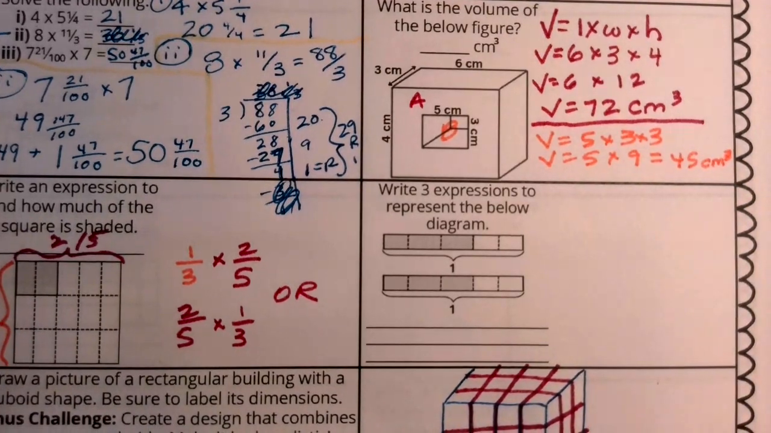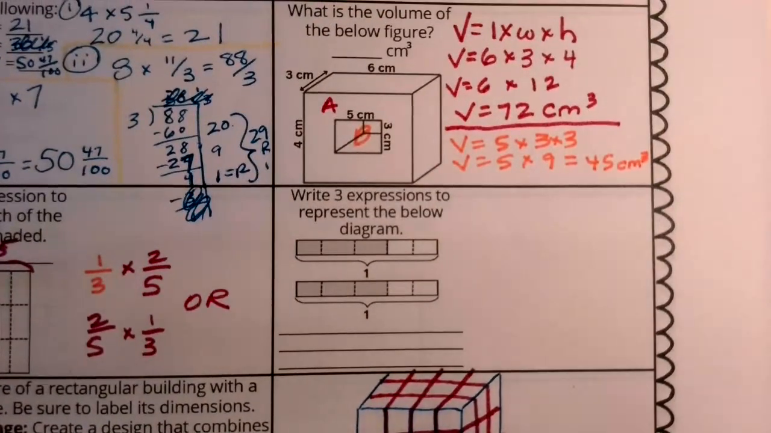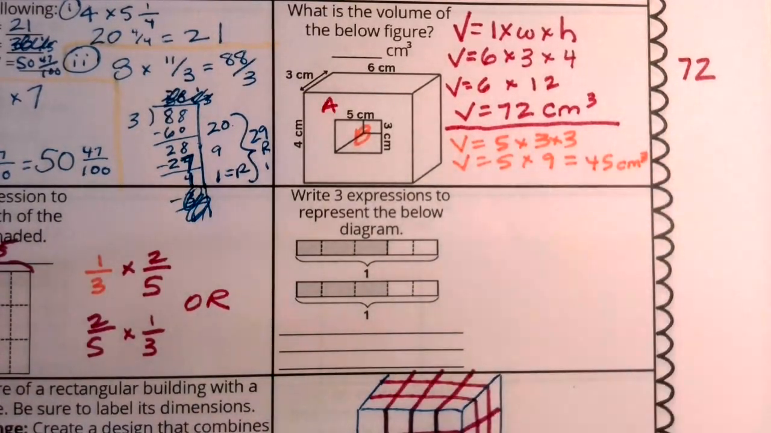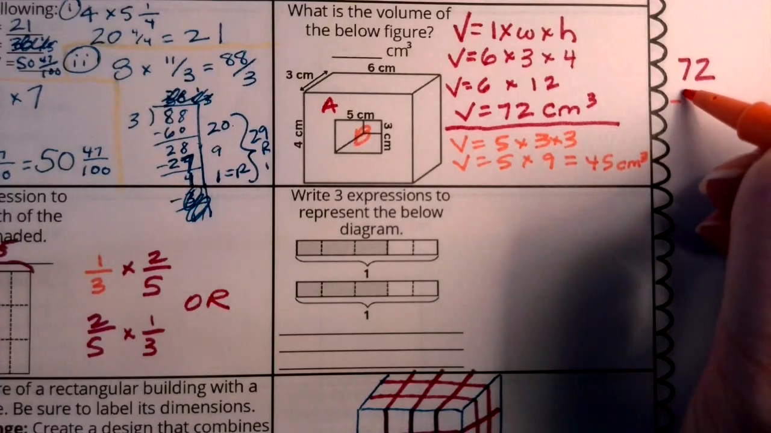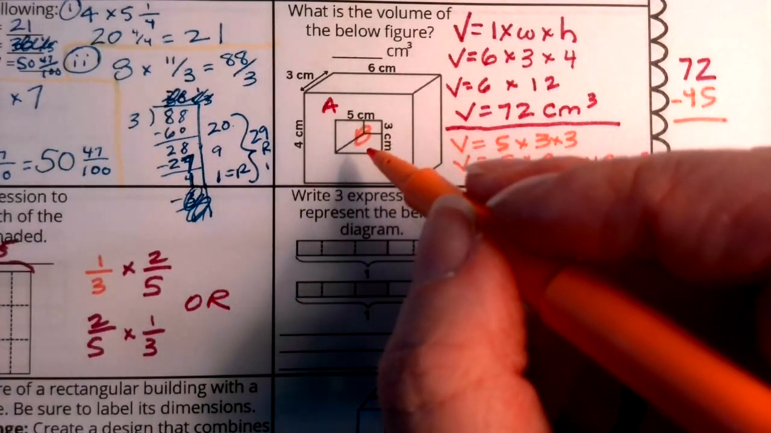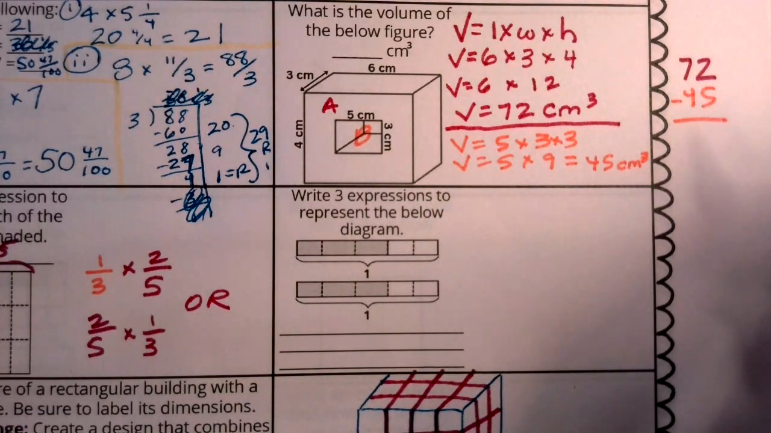Where's our answer, boys and girls? Well, our answer is going to be the difference. So we're going to take our 72, that was prism A, and we're going to subtract our 45, that is actually the hole in that overall prism, where we're going to find the difference, right?